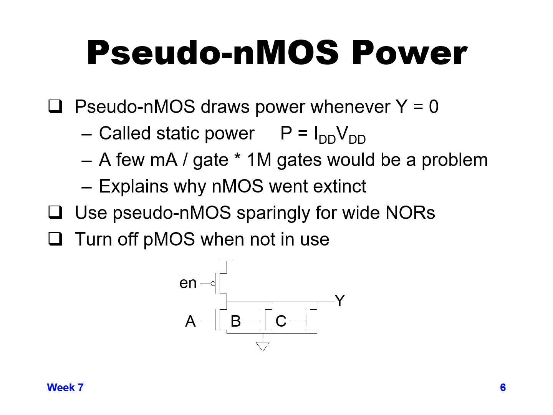And depending on your process technology and how big your gates are, this could add up to a few milliamps per gate in some of the older processes with larger gates. And if you take that times a couple million gates, obviously you're getting up into the hundreds of amps, maybe thousands of amps. So this would be a problem. This is one explanation of why pseudo NMOS went extinct. And if you ever think you might want to use pseudo NMOS, use it very sparingly, maybe for only really wide NOR gates.